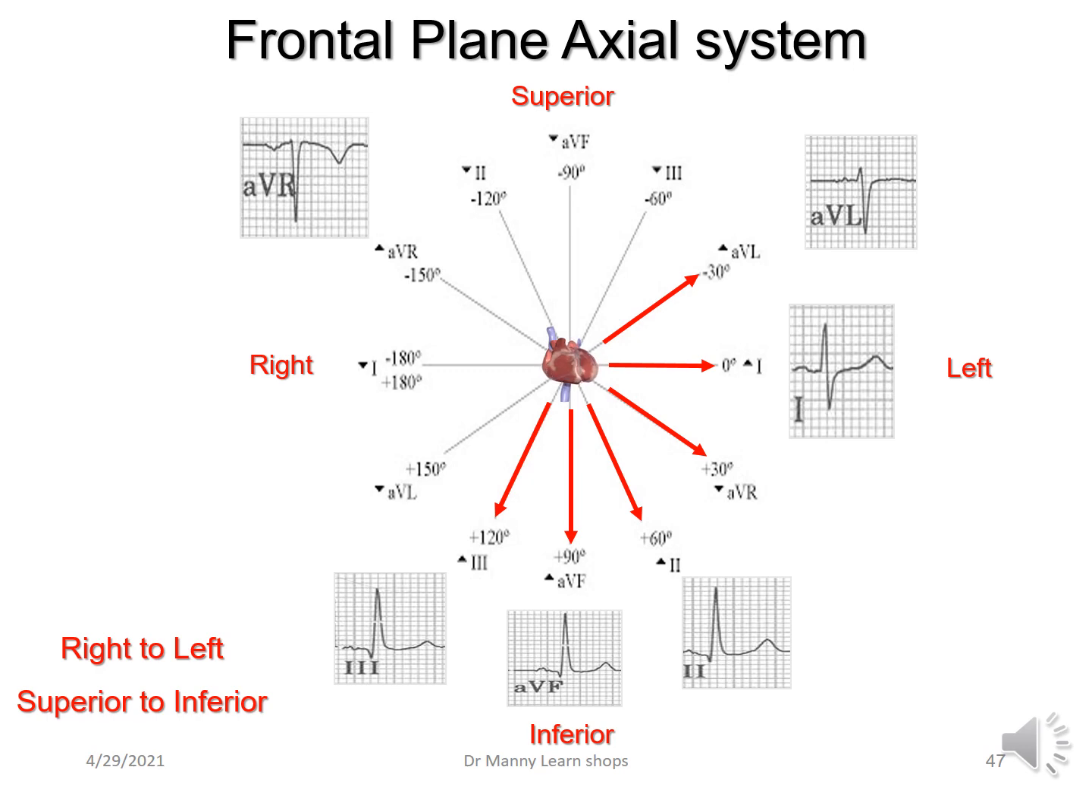So for example, if we looked at it now, we would say AVR is normally minus 150. AVL is normally minus 30 degrees. AVF is normally plus 90 degrees. Lead 1 is normally 0 degrees, perpendicular. Lead 2 is normally plus 60 degrees, and lead 3 is normally plus 120 degrees.